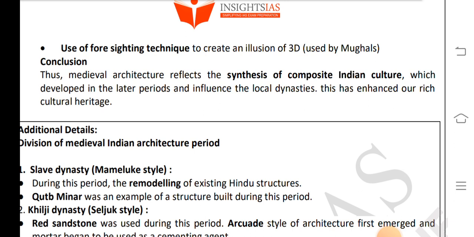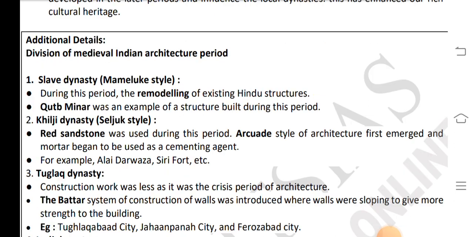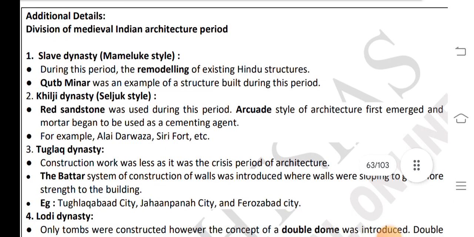Use of foresighting techniques to create the influences of 3D used by the Mughals. In conclusion, medieval architecture reflected the synthesis of the composite Indian cultures, which developed in the latter period and influenced the local dynasties, and this has enhanced our rich cultural heritage.